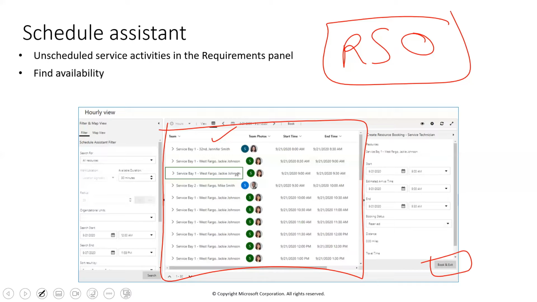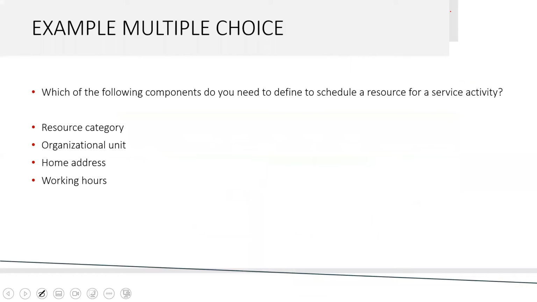Now, based on this specific area, we are going to have some questions to discuss. So let's start discussing our first question under this section. The first question is talking about which of the following components you need to define to schedule a resource for a service activity?